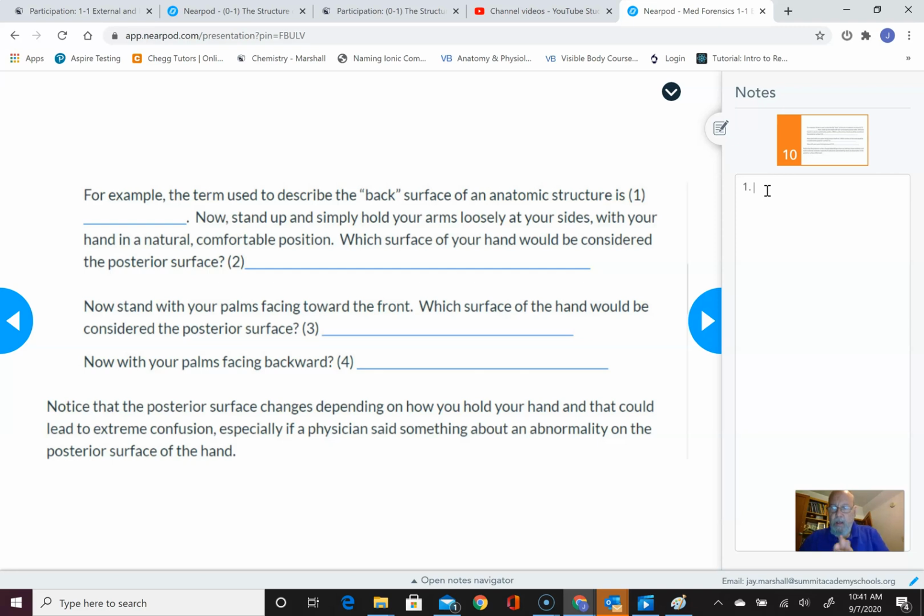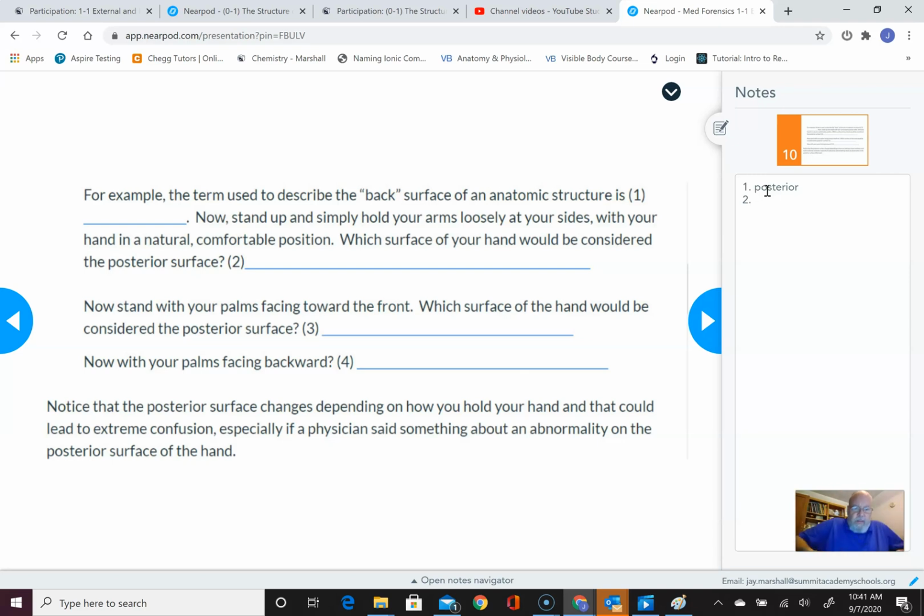Okay, so the term used to describe the back surface of an anatomic structure is posterior. Okay, and if you were to stand up and simply hold your arms loosely at your sides with your hand in a natural, comfortable position, I'm going to ask you which surface of the hand would be considered the posterior surface.